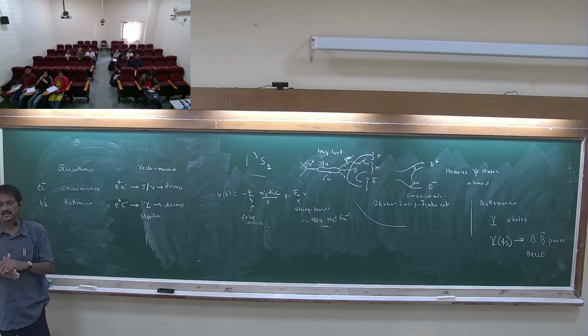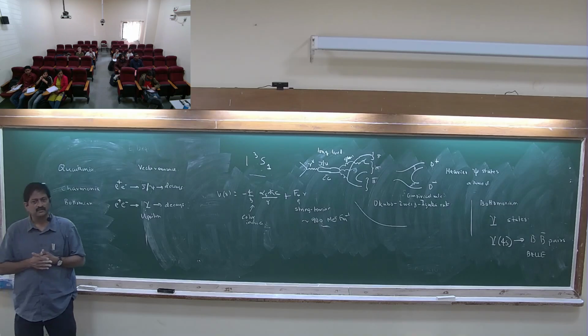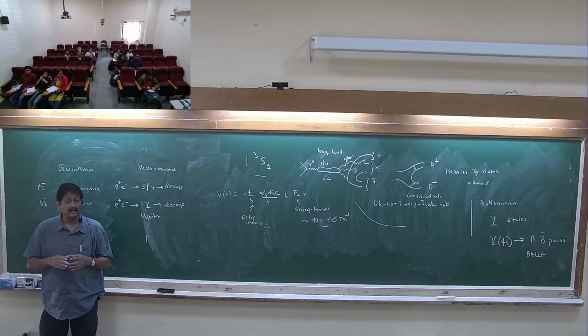So 6 class hours, or 6 times 1.5 hours will be used, and this will be in the month of April, I guess. I think we may have 6 classes in April. Maybe we won't have 6, in which case we will start at the end of March. So that's what we're going to do.